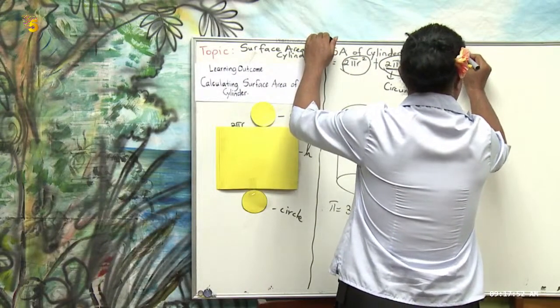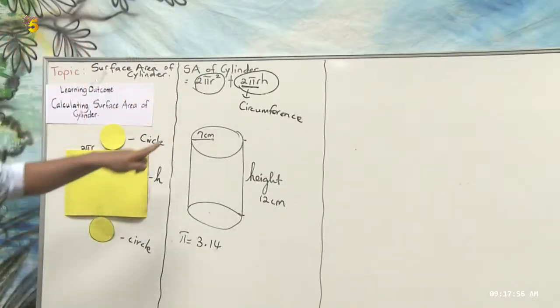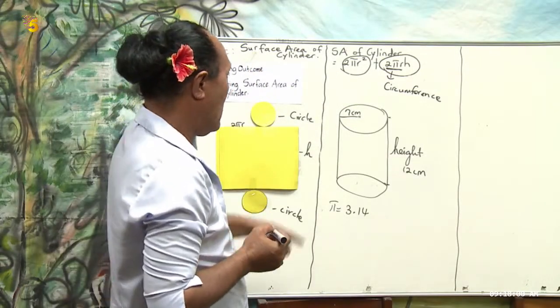If we have a formula here, let's use our formula to find the surface area of the cylinder.